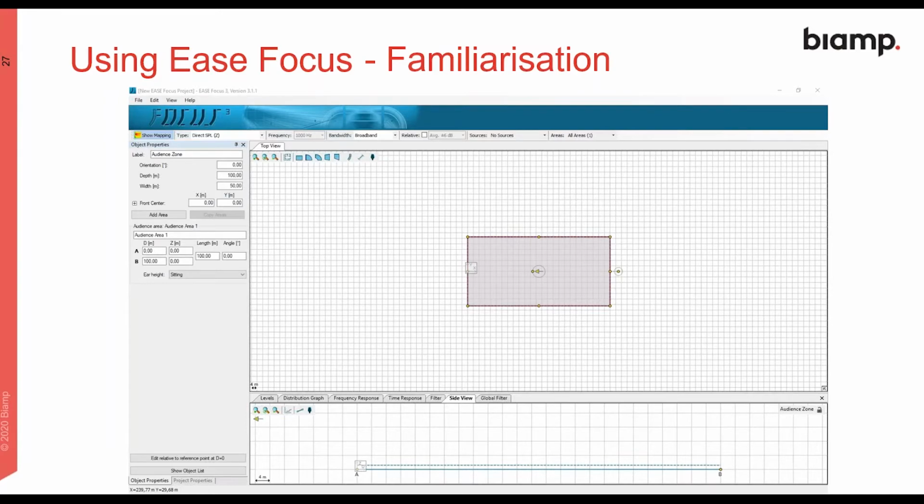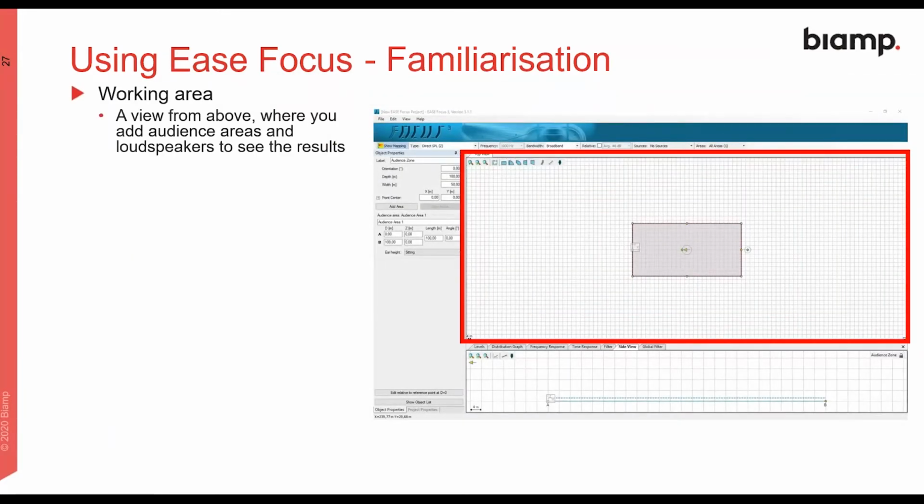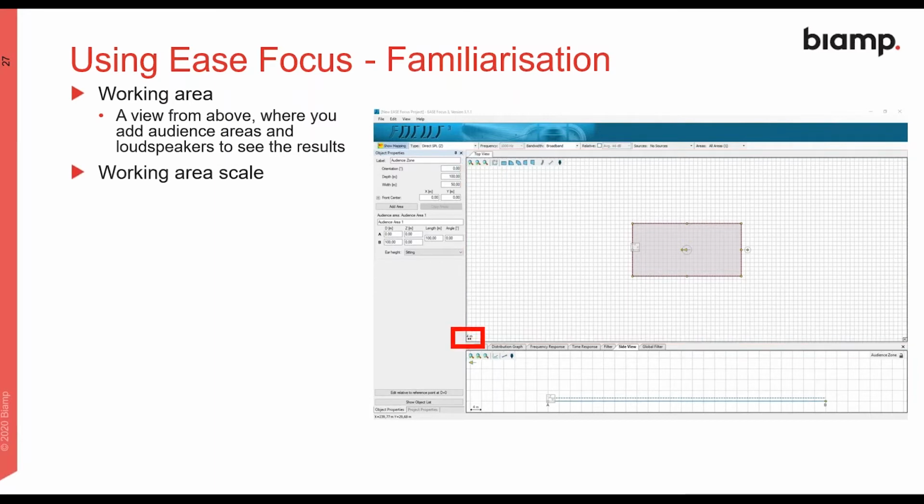So some familiarization for you here. Firstly, we have the working area. So this is the view from above where you can add audience areas, i.e. places where people are going to listen, and you can add loudspeakers into the layout to see how it will sound, to see the results. You also have a scale here, and we'll talk more about scale in a moment. So that just shows you that each of those small squares is 4 meters in this case, in case you can't see it.